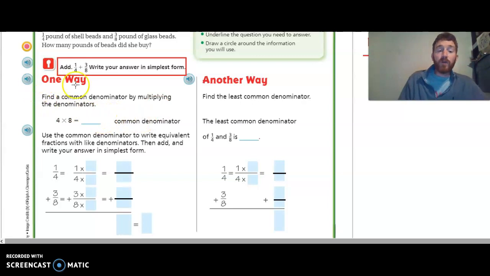Now, one way we can do it, we can always find a common denominator by multiplying the denominators. So here we can take 4 times 8, and that's going to give us a common denominator. So again, thinking of that multiplication fact, 4 times 8 would of course be 32. Okay, so we can use 32 as a common denominator. Let's go ahead and do that. We're going to move down here, and we're going to get to 32 for each.